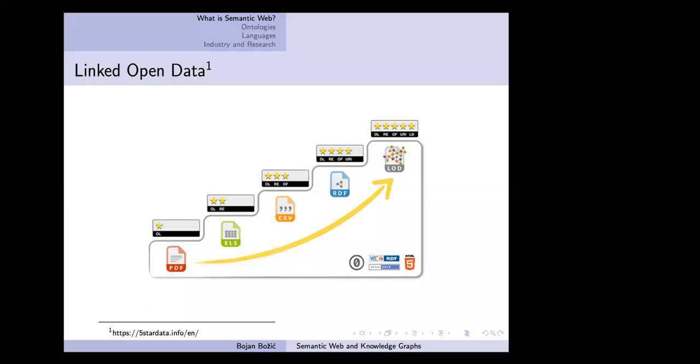So this is the optimal scenario. And if everyone would follow these principles and publish 5-star data, then knowledge graphs would be really, really easy to do on the web, and all this would be possible. So that's the basic idea behind it.